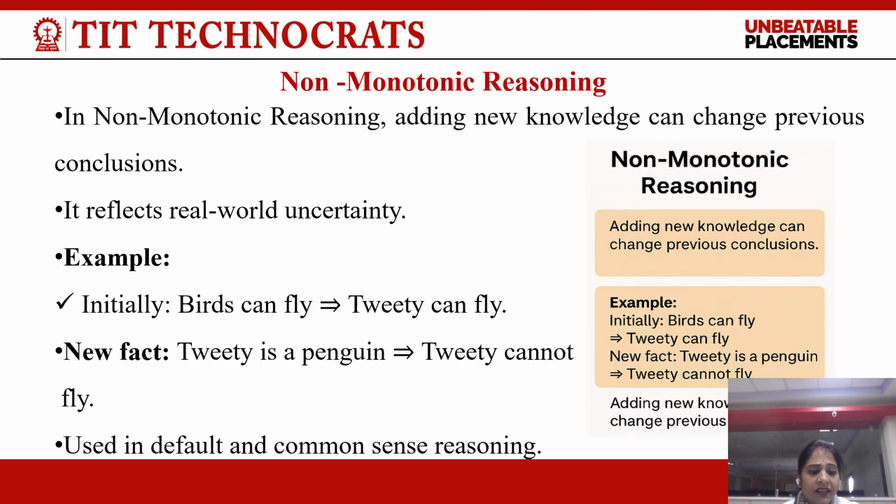Next, non-monotonic reasoning. But in the real world, things are not always like that. In monotonic reasoning, the conclusion remains the same. But in non-monotonic reasoning, if we add new facts, then it will change previous conclusions. For example, initially birds can fly, so Tweety can fly. But if we add the new fact that Tweety is a penguin, now we must update our belief that Tweety cannot fly. This type of reasoning reflects real-world uncertainty and is used in default reasoning, expert systems, and common sense reasoning.